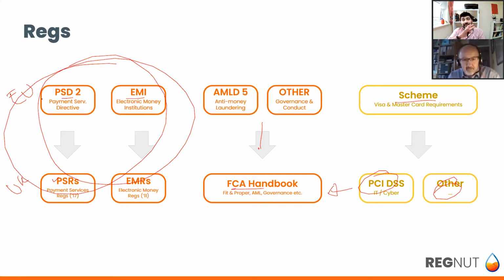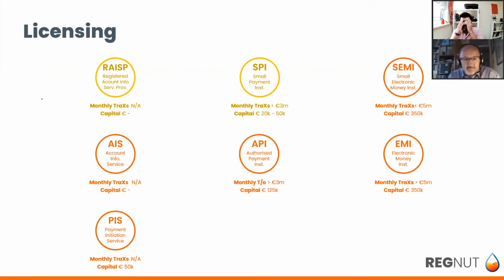Yeah. So now let's look at the licensing. This is the most confusing licensing I've ever come across. So many acronyms that it's crazy. Before looking at the slide, the things in yellow are the things that you need registration for. So you don't need to be authorized to do them, but you need to be registered with the FCA. And the ones in orange are what you need to be authorized for, so you need formal approval.